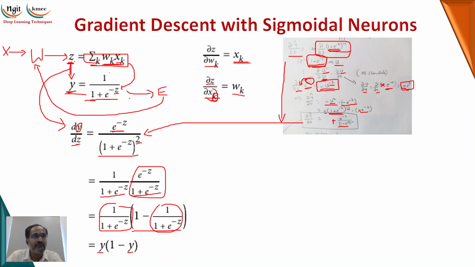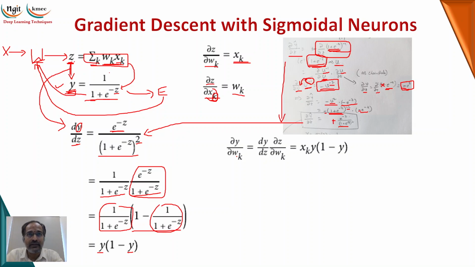What is our main aim? Our main aim is ∂E/∂w. For that we have to go with one more step. Now I am calculating ∂y/∂w, the derivative of y with respect to w. Already we know ∂y/∂z. So how can we use this? By using the chain rule again.